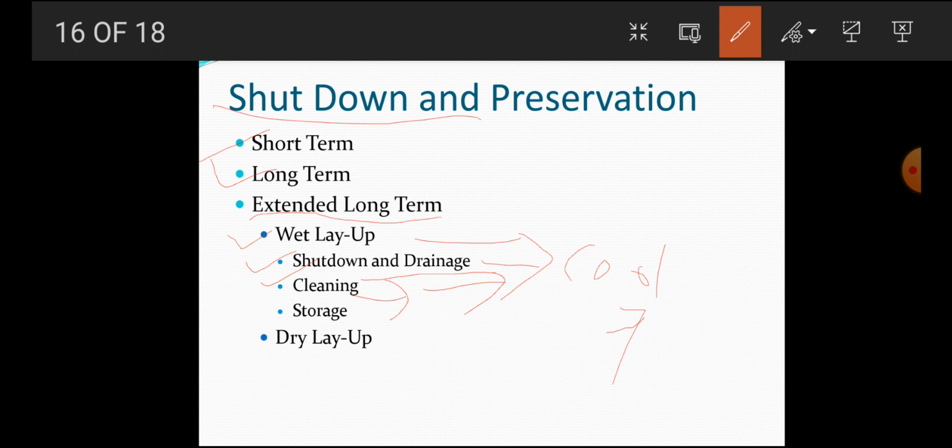Then swing burner out and cover with canvas or cloth. So the burner we need to cover with canvas or cloth. Then open all fire doors front and back. So the fire doors need to be opened from front and back.